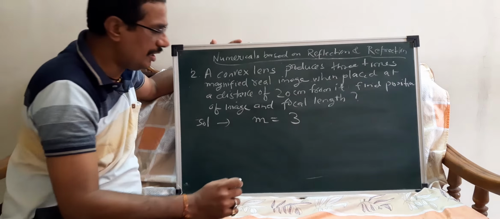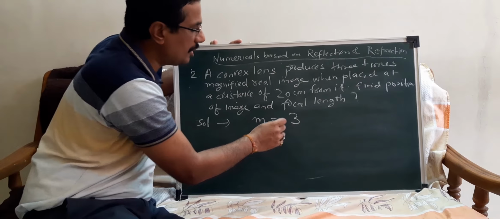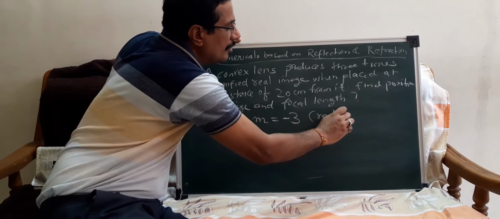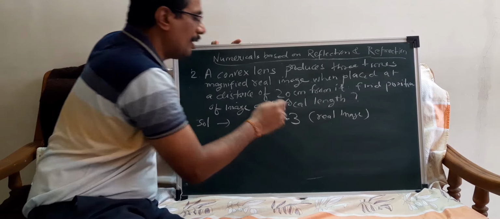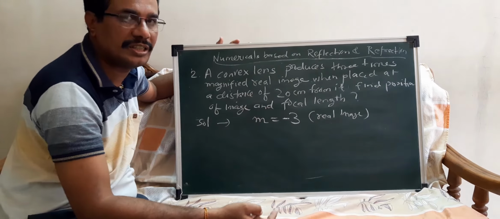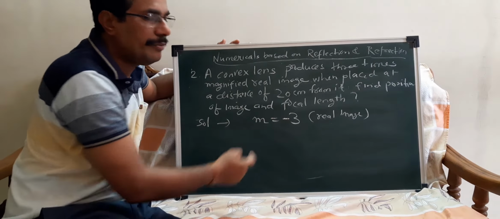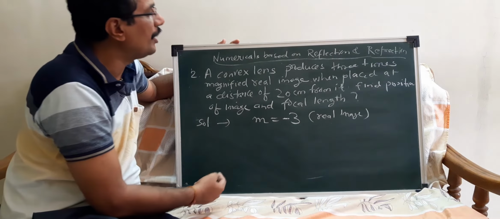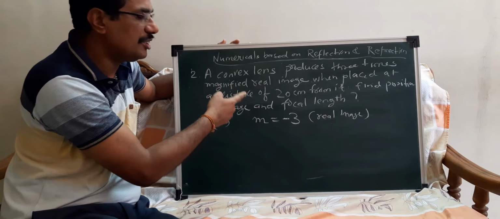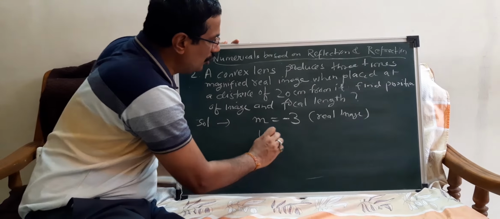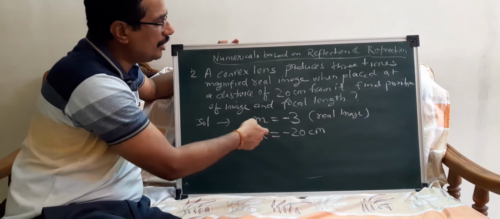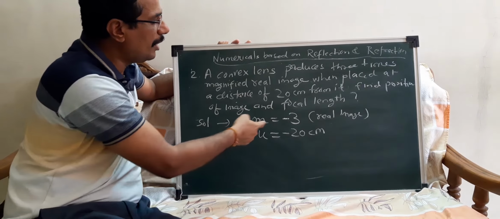Now since the image is real, we will use the sign convention negative. So minus 3, this is for real image. Magnification for real image is minus 3, that is, the image is 3 times larger, and also it is real. For real image the sign is negative. So m equal to minus 3. The object is placed at 20 centimeter, that is u. We always take u to be negative. So object distance u is minus 20 centimeter.